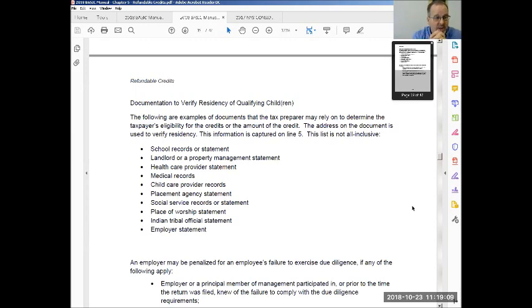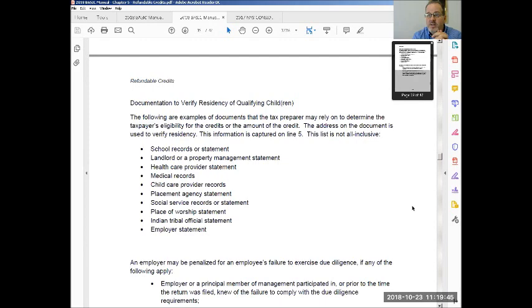Okay. Placement agency. Social services records are a great one because chances are if we have somebody that's of lower income and they're doing social services where maybe not only are they getting an income credit, but maybe they're getting SNAP or meal assistance. The kids are getting WIC. They might be getting HEAP or something like that. Those forms list the members of the household. And it lists the parents, their address, and the members of the household. So those are great. Place of worship, Indian tribal, and employer statement.